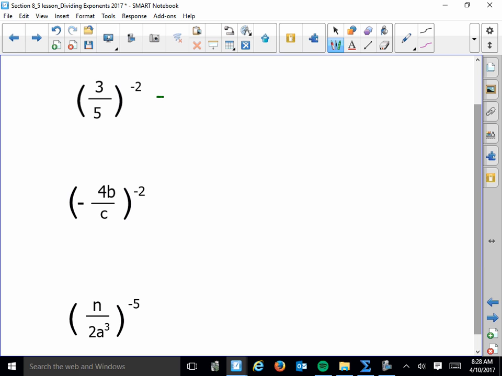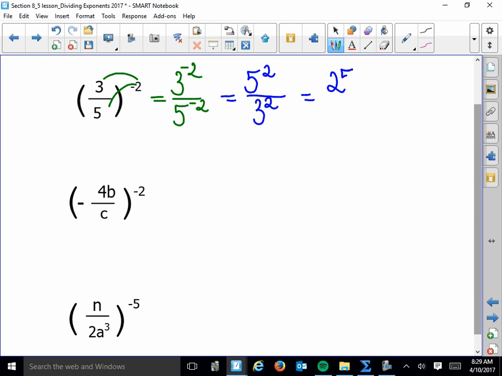Okay, with the first example, I'm going to apply the exponent. We'll make this 3 to the negative second divided by 5 to the negative second. I see negative exponents. I don't like that. I'm going to change. I move the powers to the appropriate side. 3 to the negative second gets moved to the denominator. 5 to the negative second gets moved to the numerator, and both lose that negative. 5 squared is 25, and 3 squared is 9.